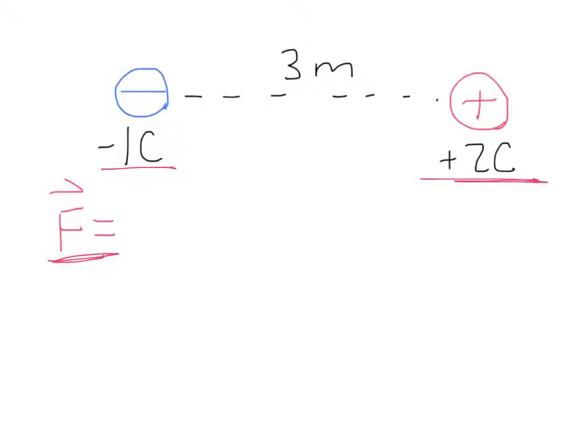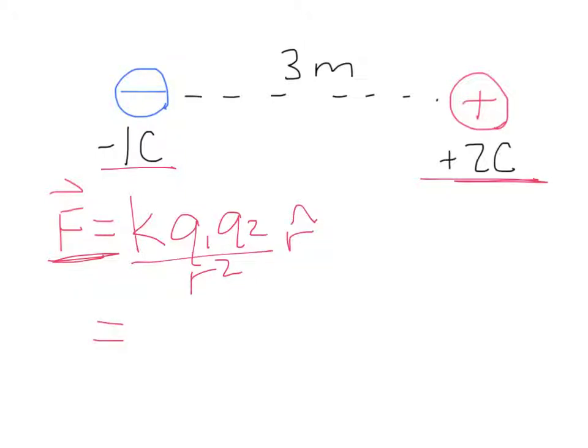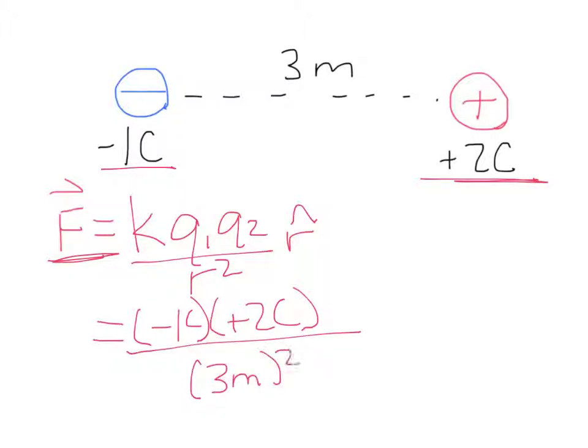Meanwhile, we can work through this. We know that the Coulomb attraction is equal to the constant K times Q1 Q2 over R squared in the R hat direction, which in this case is equal to -1 Coulomb times +2 coulombs divided by 3 meters squared times K. So we end up with -2 over 9K.